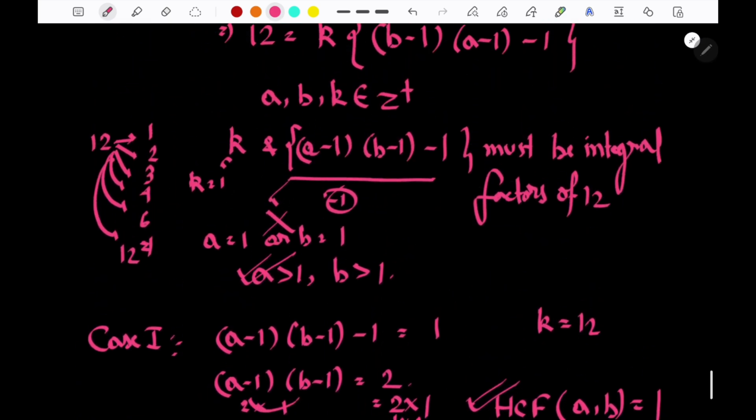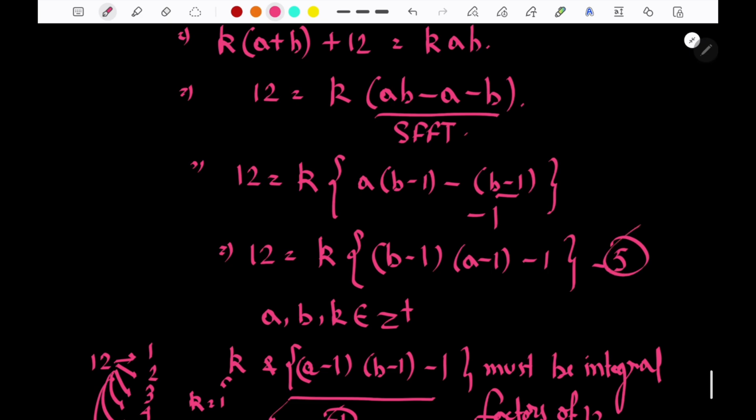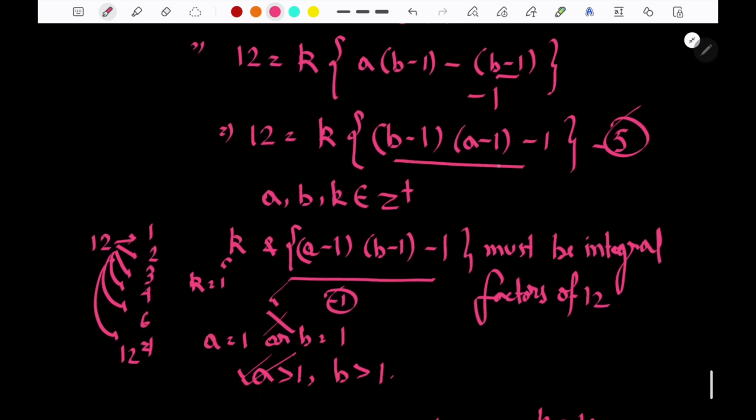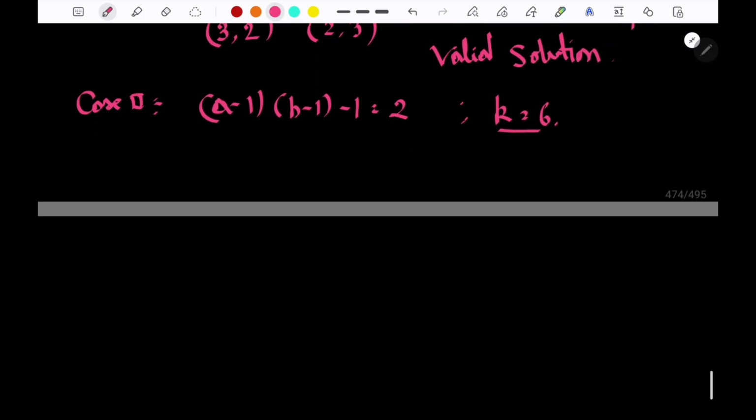Yes, true. See this original equation, and this can be considered as equation number 5. So, I am talking of 5. If this is 2, this will be 6, so that overall it gets 12. Now, (a minus 1) into (b minus 1) minus 1 is equal to 2. So, what is k now? 6. Next, if this is the case, then (a minus 1) into (b minus 1) is equal to 3.